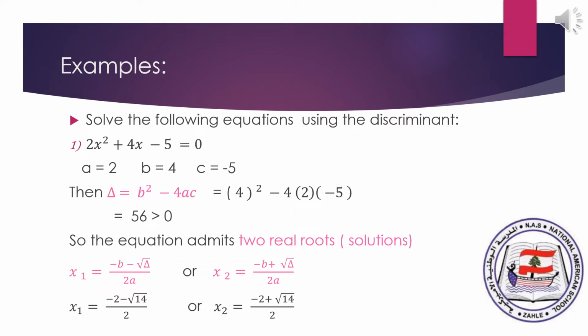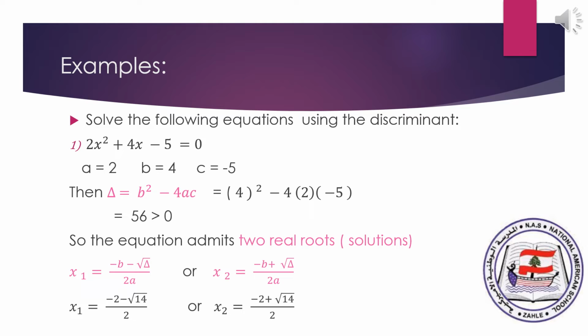Examples. Solve the following equations using the discriminant. Example 1. 2x squared plus 4x minus 5 is equal to 0. As usual, we need first to specify the values of a, b, and c. In this equation, a is 2, b is 4, c is negative 5. Then we need to calculate the value of the discriminant.